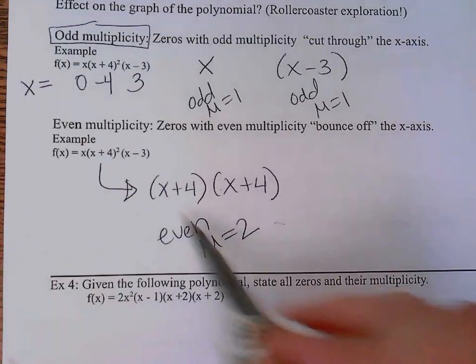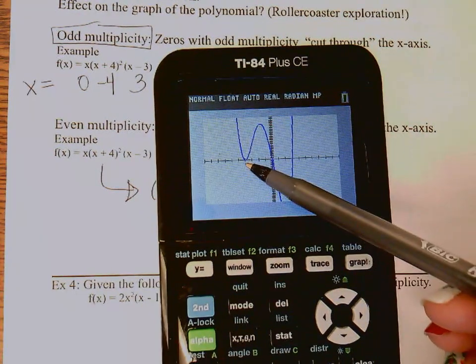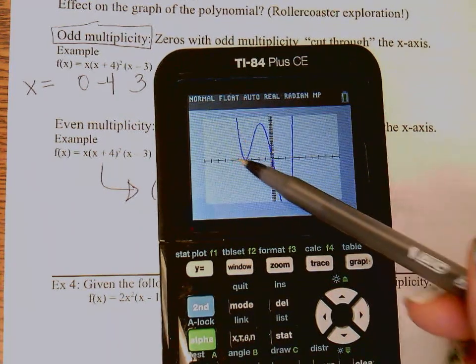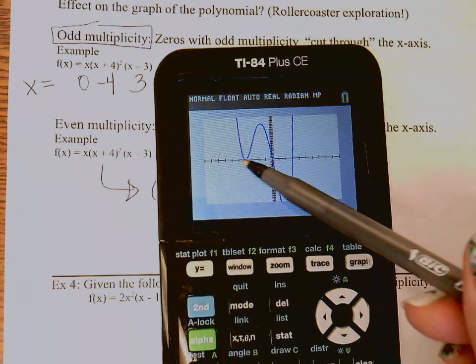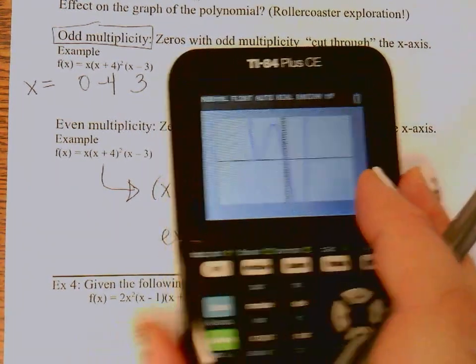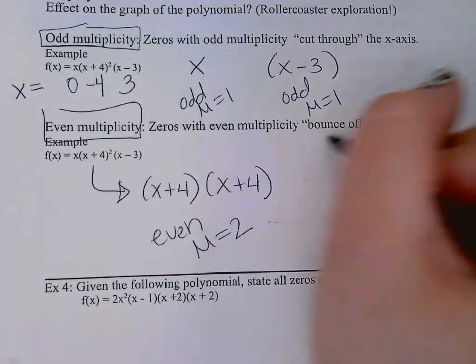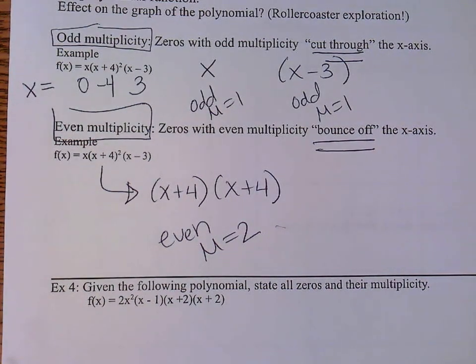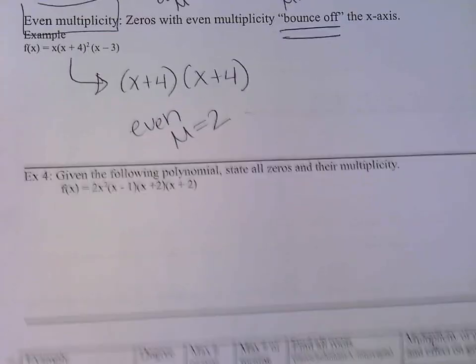So what's happening at negative 4 on the graph? It's bouncing off the x-axis like a quadratic. So it's affecting that little section of the graph. It's making it bounce off the graph. And then it's cutting through at 0, and then it's cutting through at positive 3. So even multiplicity, it will bounce off the x-axis, and odd multiplicity, it will cut through the x-axis. So we're building on what we learned in quadratic world. We learned what a factor was and how to find the x-intercepts. Now we're learning in bigger functions how those x-intercepts behave. It's all connected.